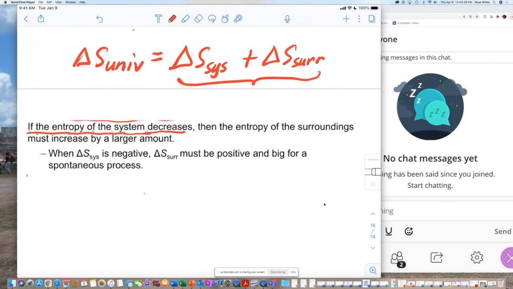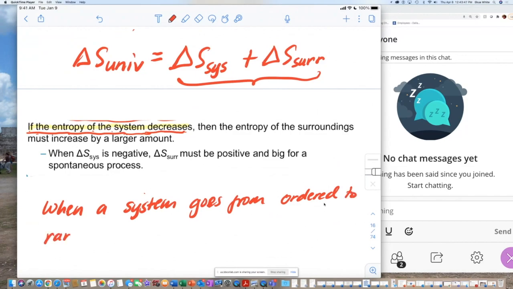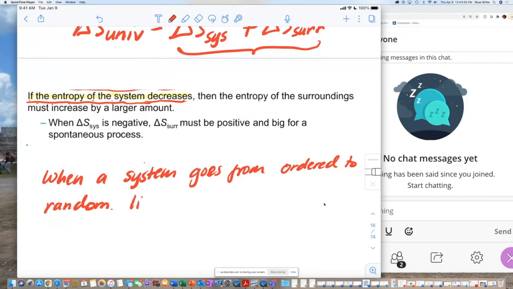Okay, so if the entropy of a system decreases, I'm paraphrasing: when a system goes from ordered to random, and I'll even give an example because I like to do the most, right? When a system goes from order to random, like a liquid to gas, then the entropy of the surroundings must increase by a larger amount.